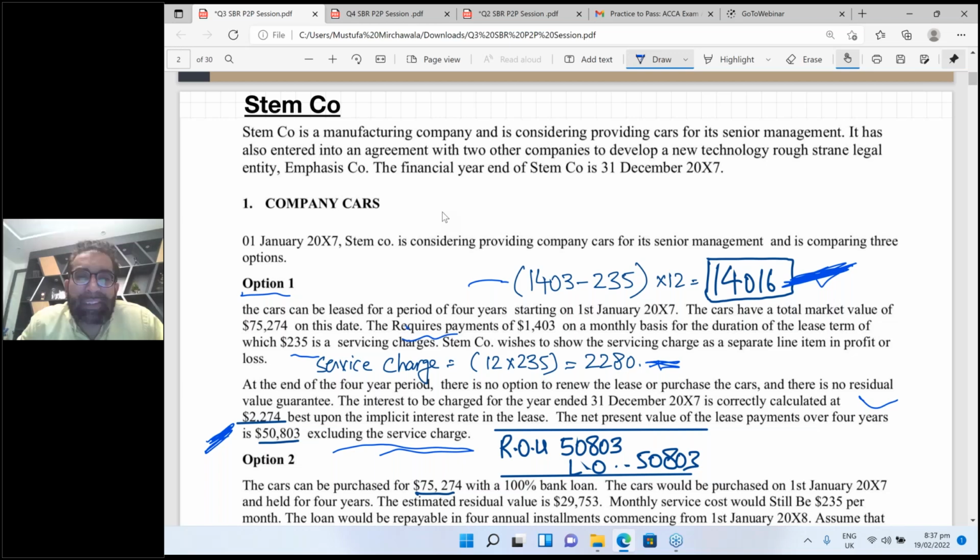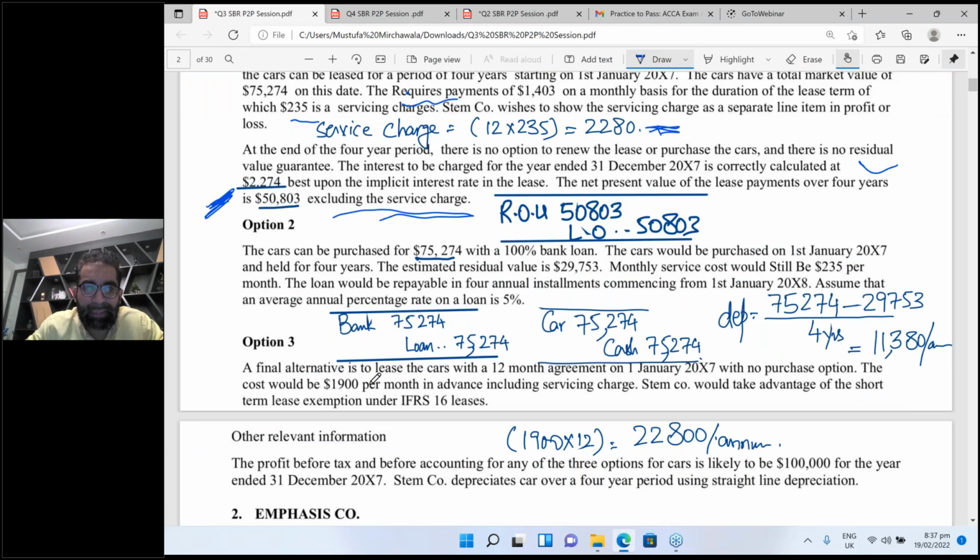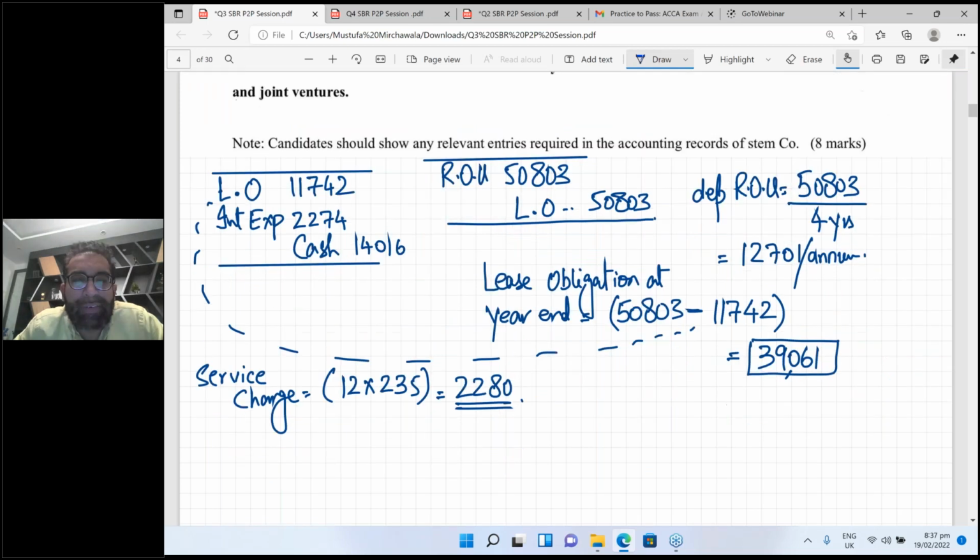Okay, so this is how it works. Now I'm giving you 30 seconds to just think over it, then I'll move the screen. See this, just for you guys, I have made these entries. Look here: ROU debit and lease obligation credit. This is the first initial entry on day one.